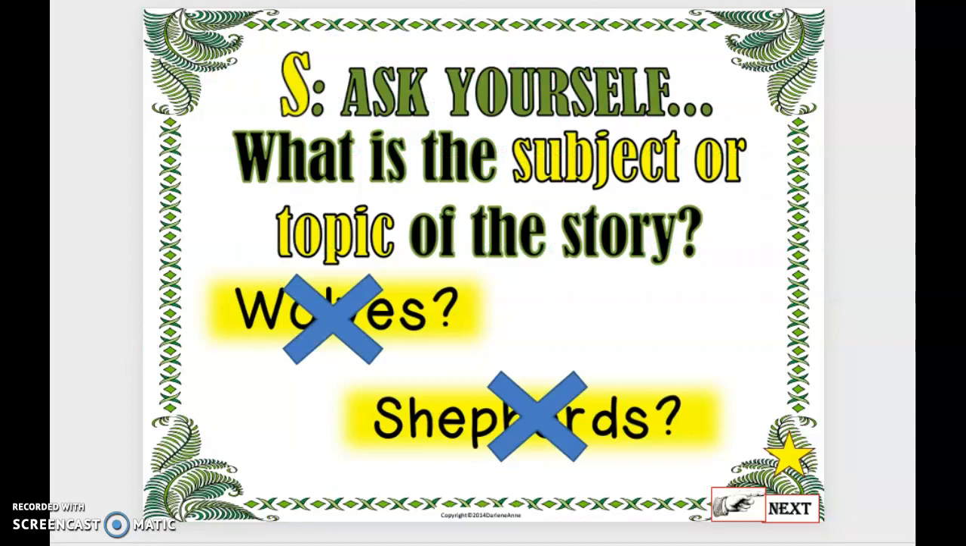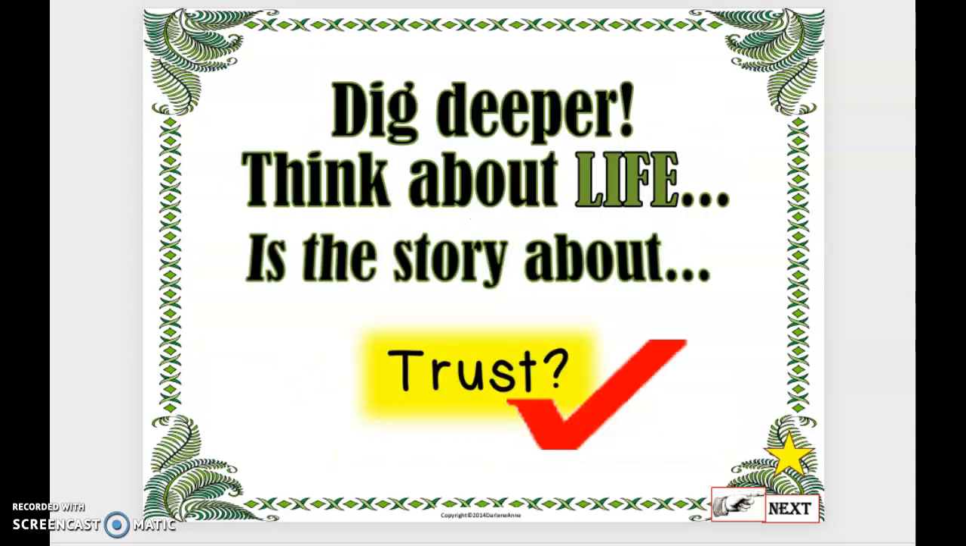So let's take a peek using our strategy of SLIME, starting with the letter S. We're going to ask ourselves, what is the subject or topic of the story? After taking a minute to think about it, maybe some of you said the topic of the story is all about wolves. Or maybe you said the story is about shepherds. That sounds to me like something or who the story is about, but not what the main topic is. So let's think about the topic. If we dug deeper, the topic is actually trust.